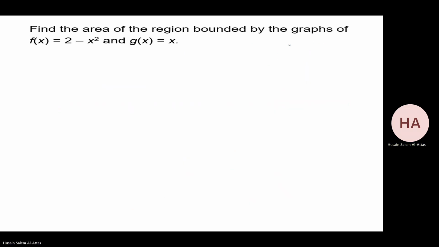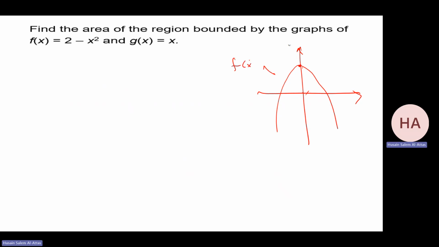Another problem. f of x equals 2 minus x squared and g of x equals x. But he did not give me from where to where. So what's new in this one? Let me graph the function and see what will happen. This is x squared, this is minus x squared, I need 2 minus x squared, so it will be something like this. That will be my function f. And g is this one.